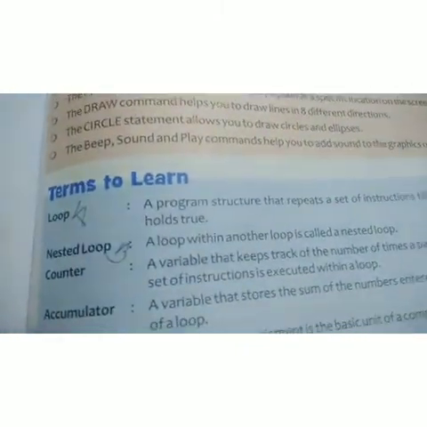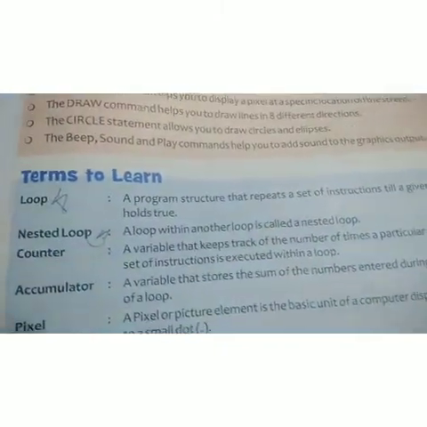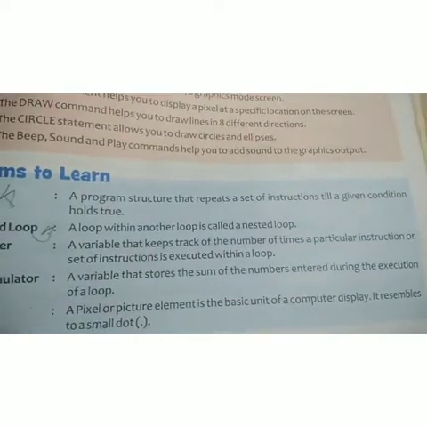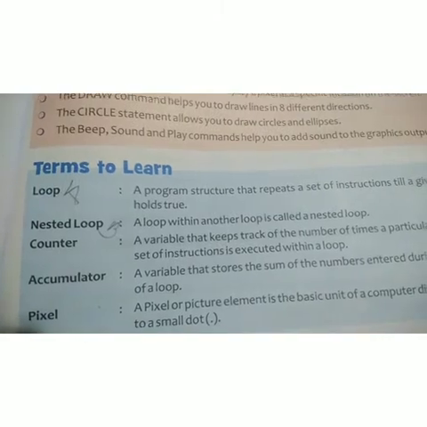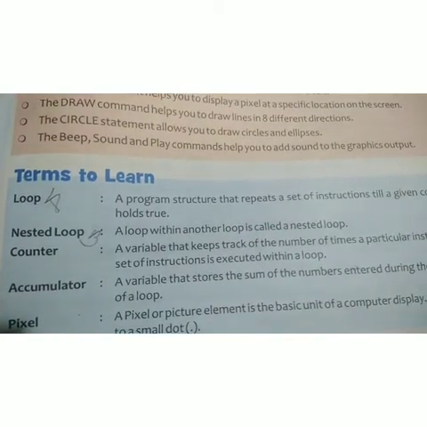Okay, now come on to our next terms to learn. So first is a loop. Loop: a program structure that repeats a set of instructions till a given condition holds true. Okay, now next, nested loop. A loop within another loop is called a nested loop.